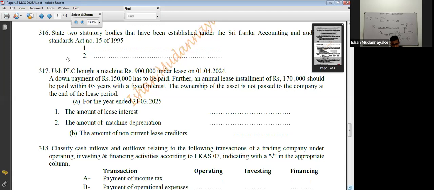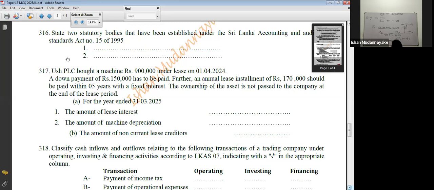If ownership is not transferred to the business organization, then the lease period or useful lifetime, whichever is lowest, we will consider as the useful lifetime. We consider the lowest of those two for depreciation. If ownership is transferred to us, we can take the useful life of the vehicle. If ownership is not transferred, we have to take the lease period as the useful lifetime. Lease period or useful lifetime, whichever is lowest, is what we take.